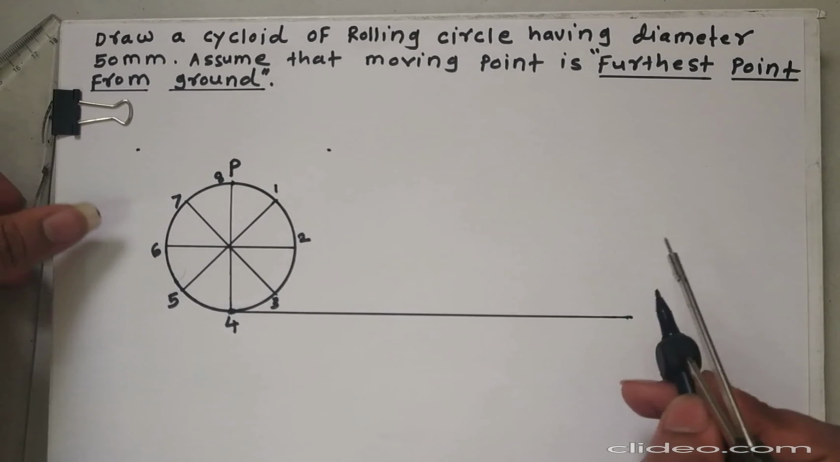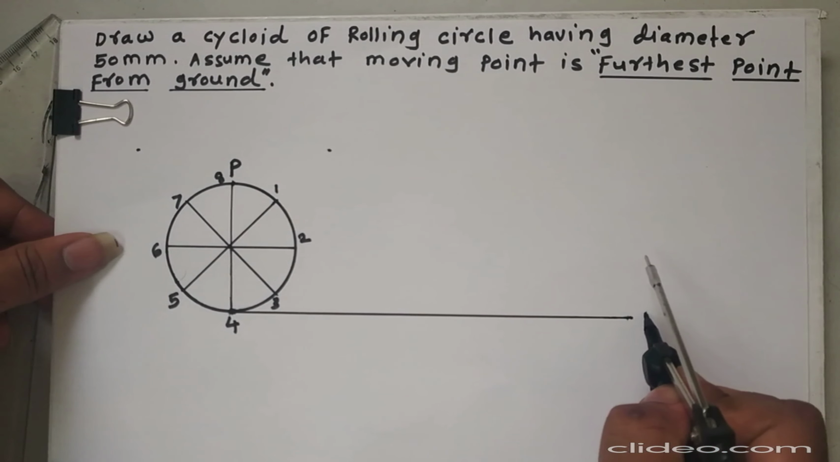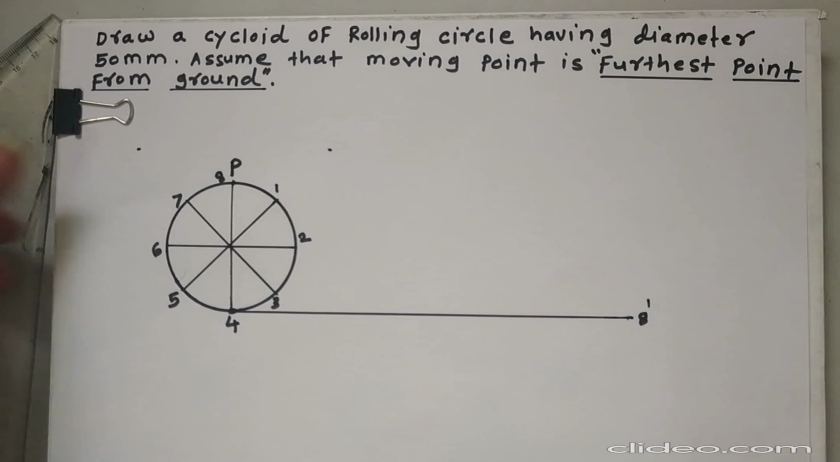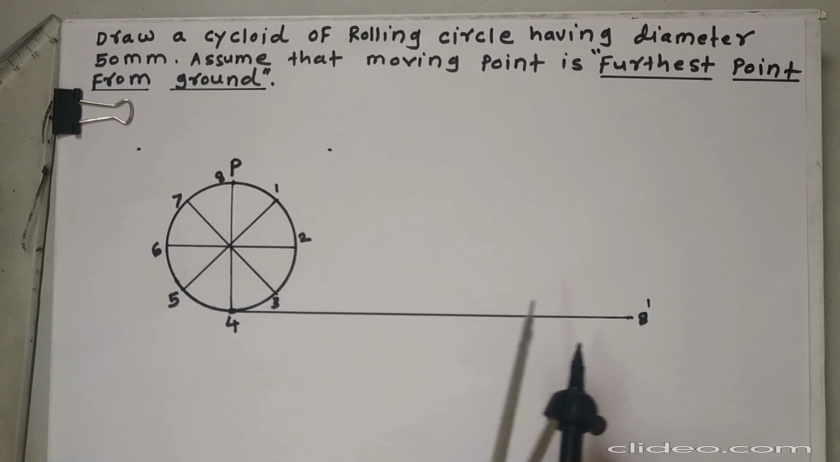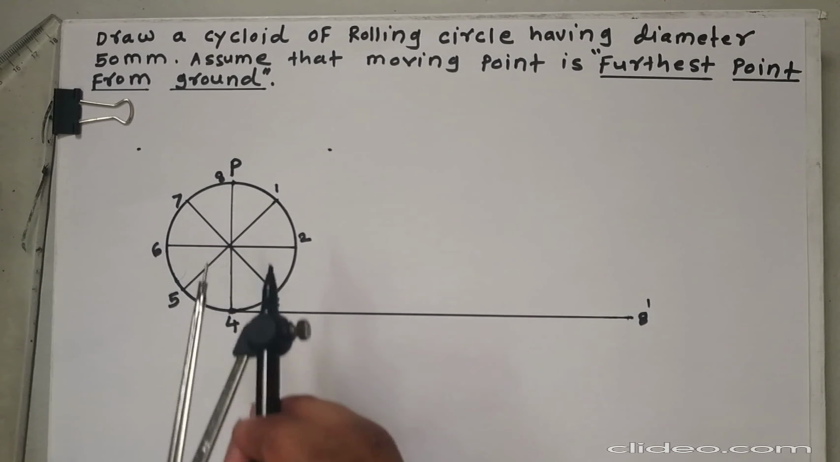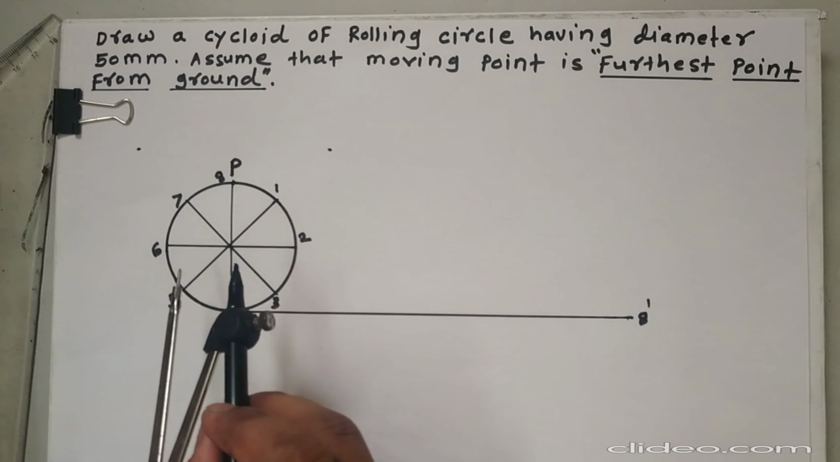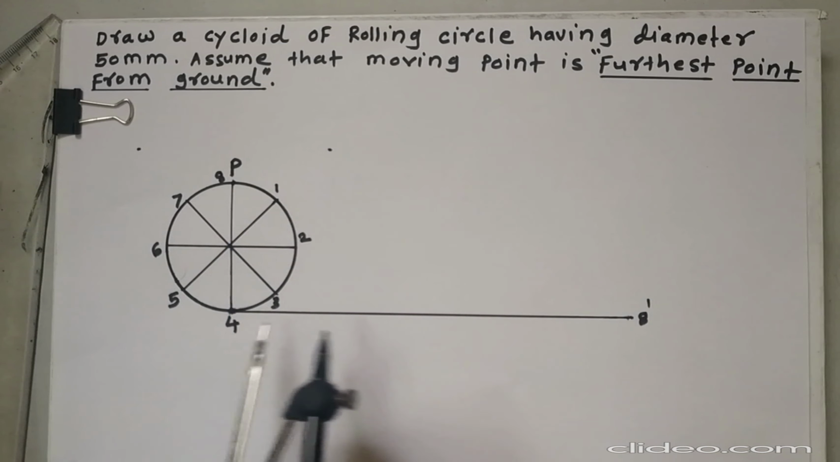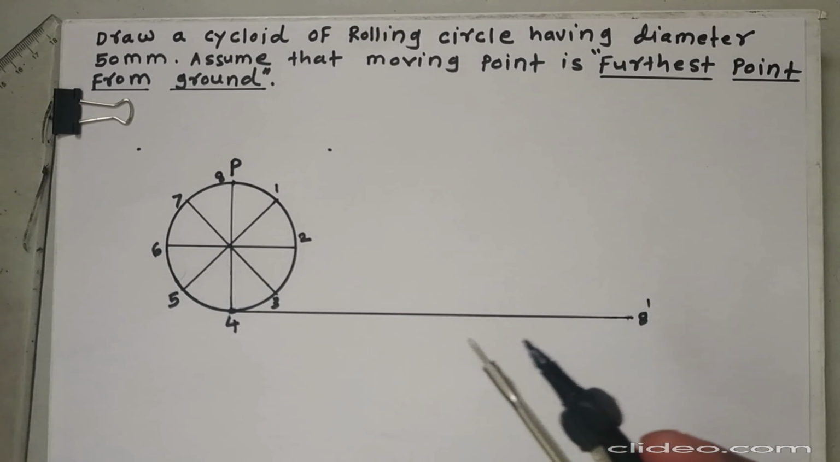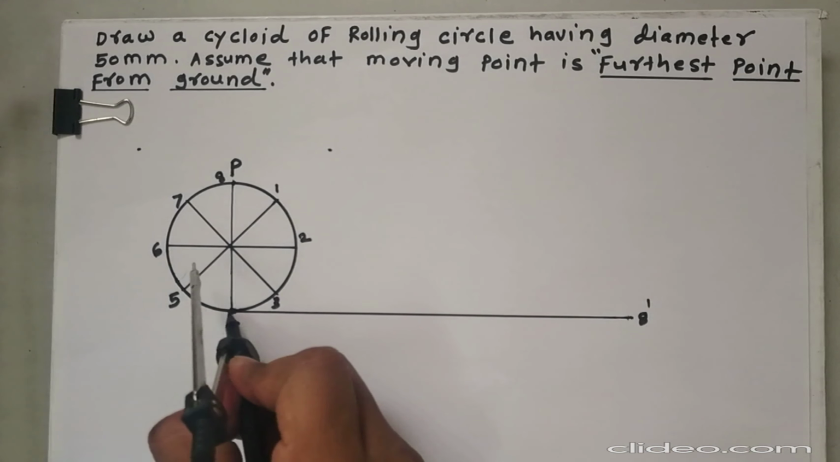Name this point 8 dash. Now we need to divide this line into 8 equal parts, because we have divided the circle into 8 equal parts. That's why we need to divide this line into 8 equal parts. You have to repeat the same procedure. I have shown you multiple times.